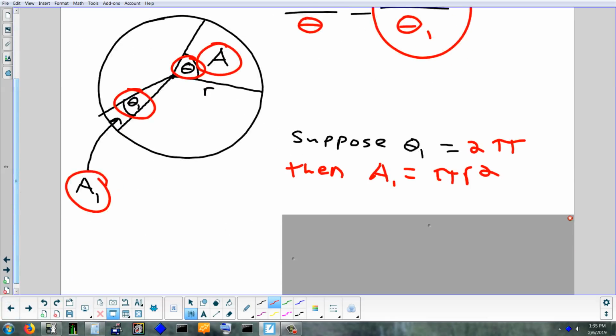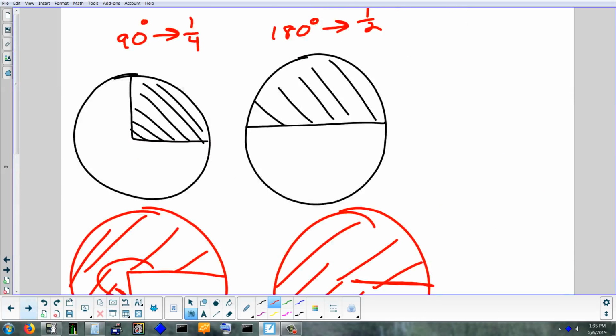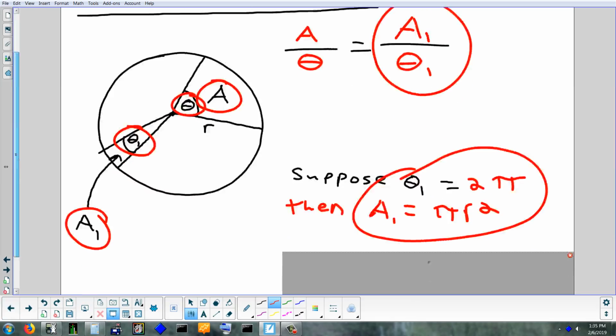Now we've got some numbers we can fill in our proportion. But that's a true fact, and that's what we're going to start with. You could have started with any one of these other facts. You could have said, well, if the angle is pi, then the area is half a circle. You could have filled that in too. If the angle was pi, the area would be half of that. But we just use, if it's the whole circle, it's the whole area.